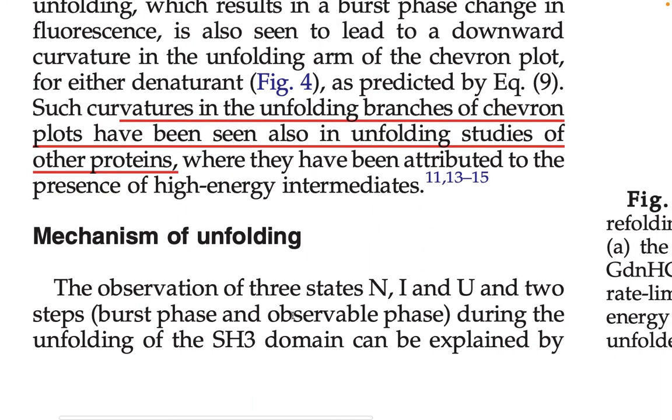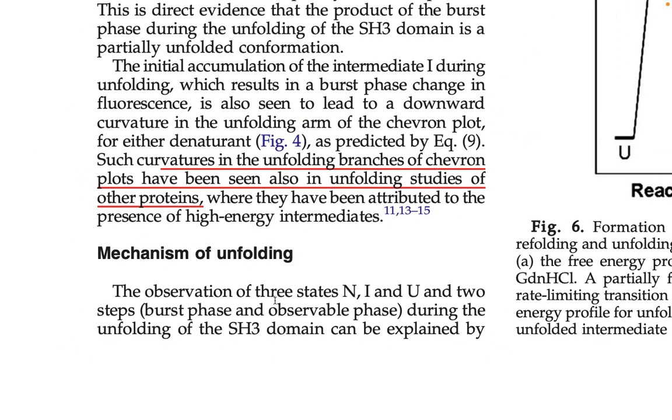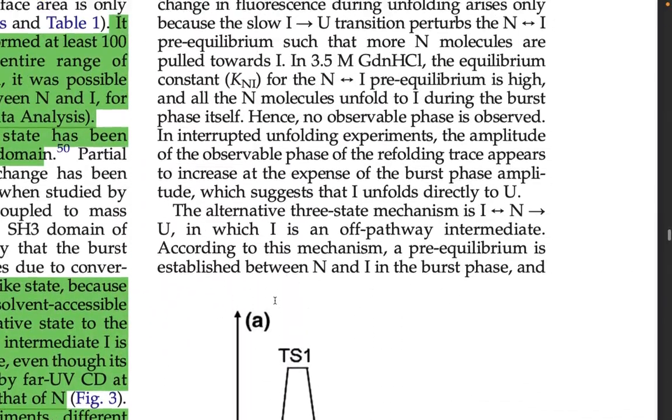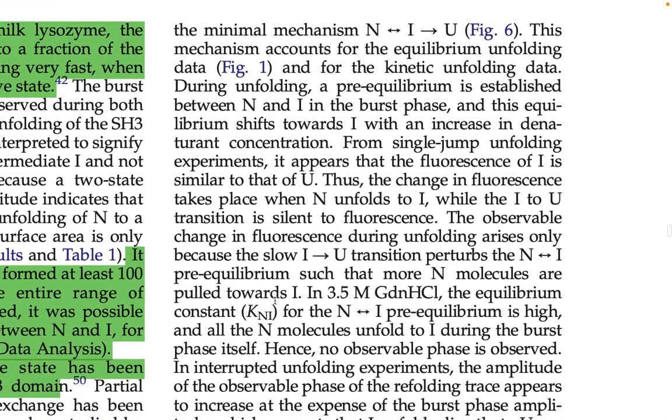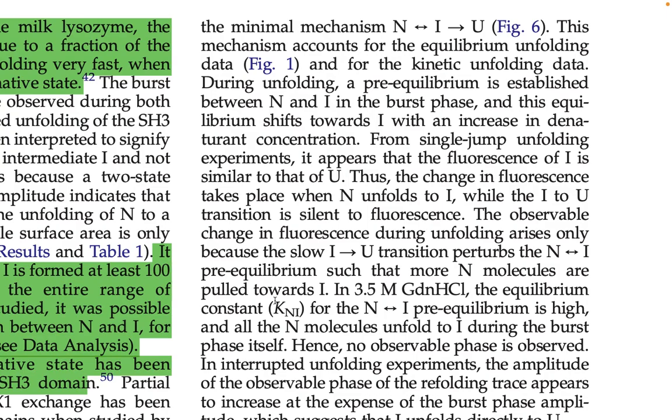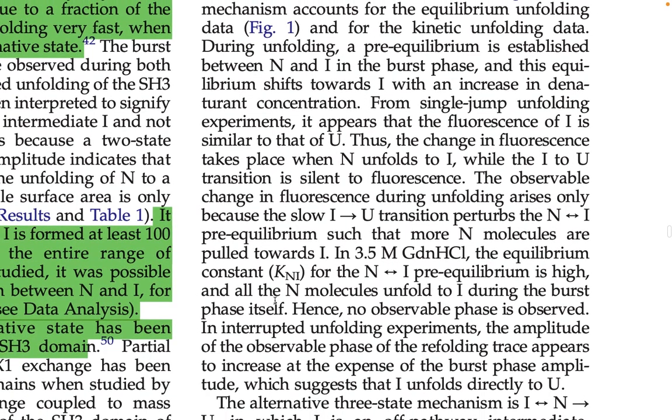Now, the mechanism of unfolding: the observation of three states N, I and U and two steps, burst phase and observable phase, during the unfolding of SS3 can be explained by the minimal mechanism N to I to U. This mechanism accounts for equilibrium unfolding data and the kinetic unfolding data.